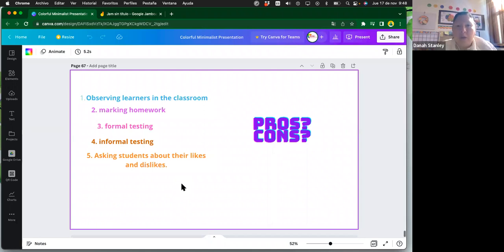Let's discuss what could be the pros and the cons. What do you think is the pro and con of observing my learners in the classroom? Remember, while I'm observing, I'm making notes, and then I provide the feedback.